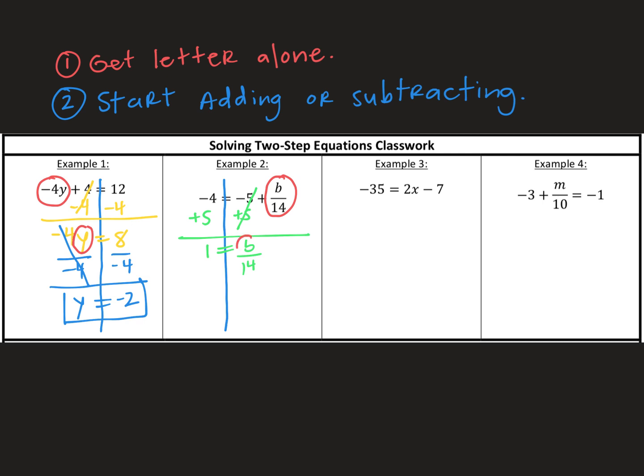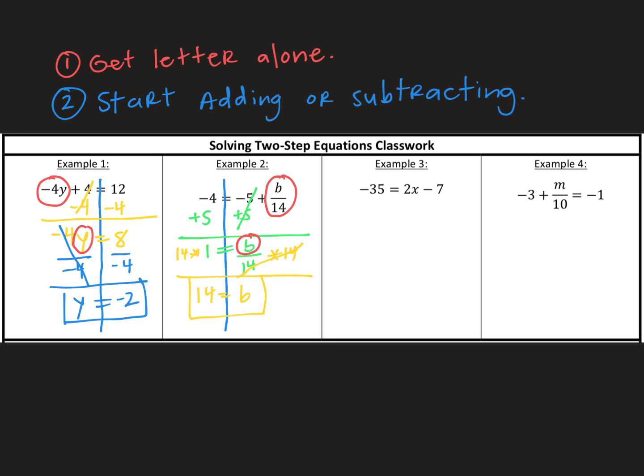Again, I'm trying to get b by itself, so I need to get rid of my divided by 14. The opposite of dividing is multiplying, so we'll do times 14, times 14. 1 times 14 is 14. And then my 14's here cancel, so that's my final answer. 14 equals b.